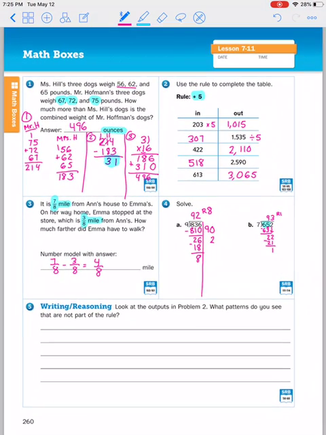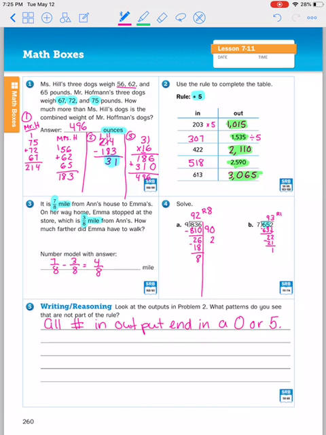Okay, number 5, writing and reasoning. Look at the outputs. So here are all the outputs of problem 2. What patterns do you see that are not part of the rule? Well, I know that all numbers in the output end in a 0 or 5.